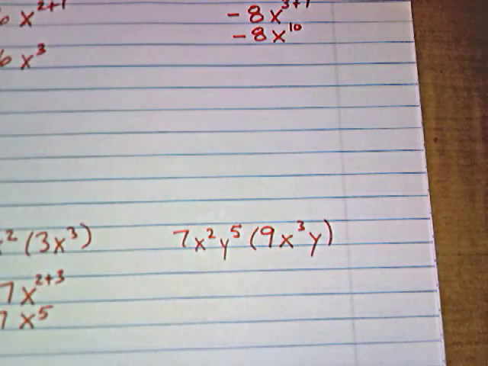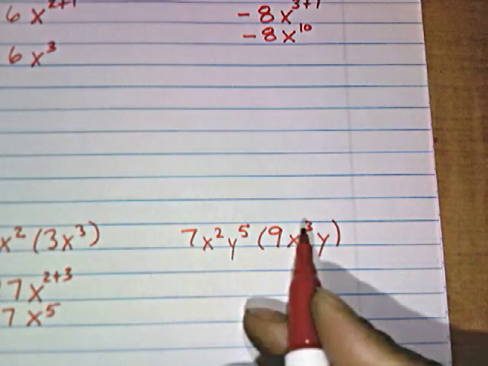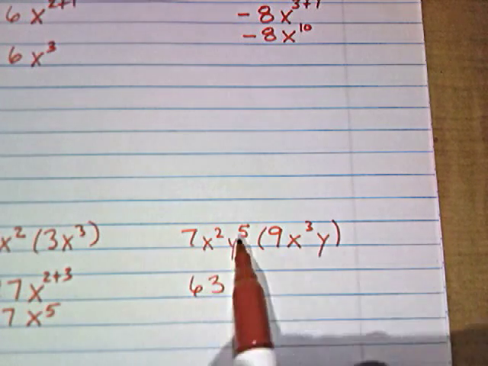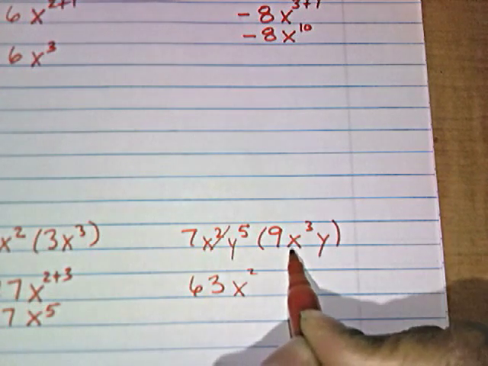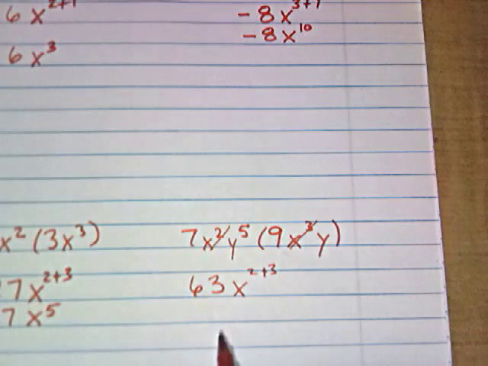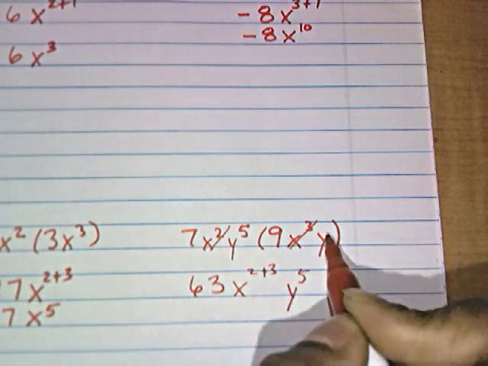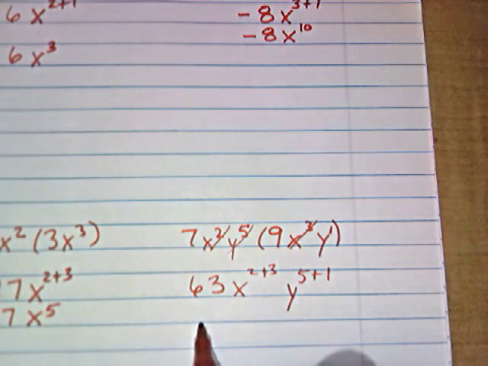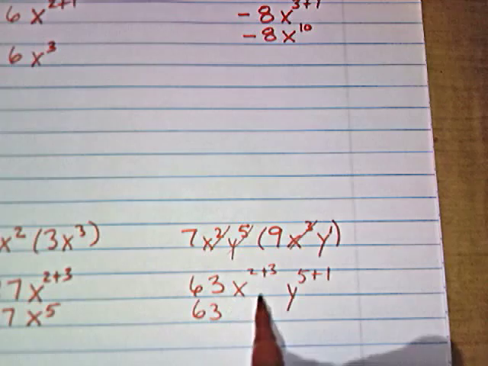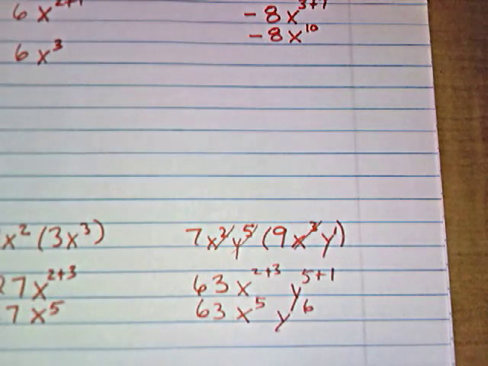Alright, I come over here, do my numbers first. 7 times 9, that's 63. I go through, I have an x to the 2, go back through, there's an x to the 3rd. Come on back through, y to the 5th, and y to the 1. So then that leaves me with 63, x to the 5th, y to the 6th.